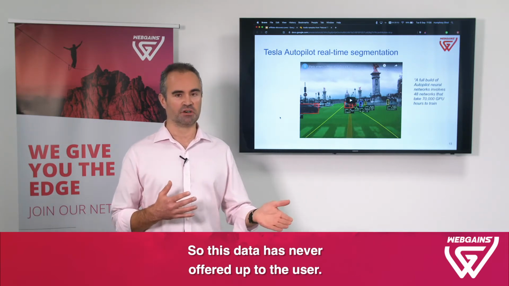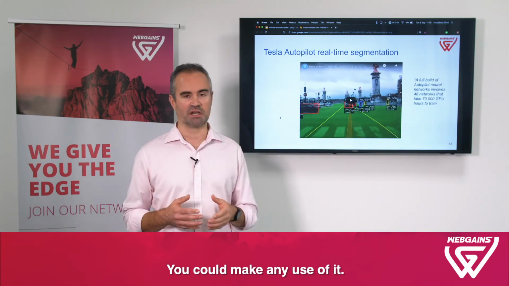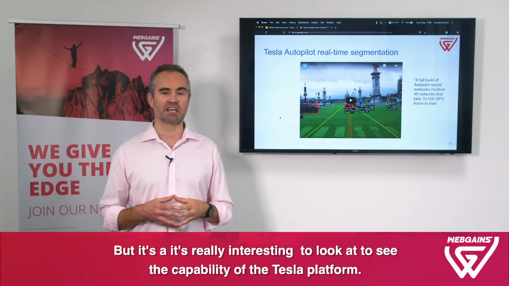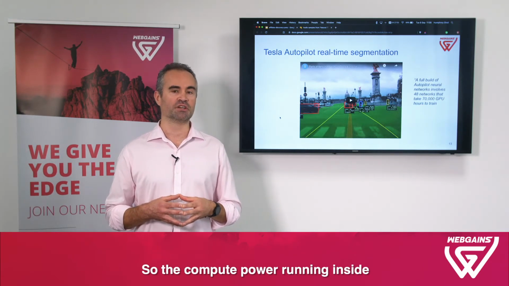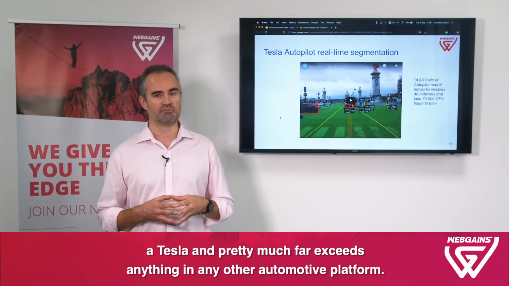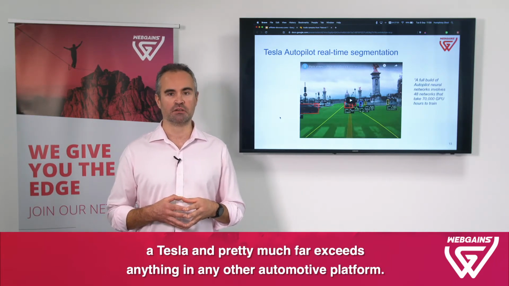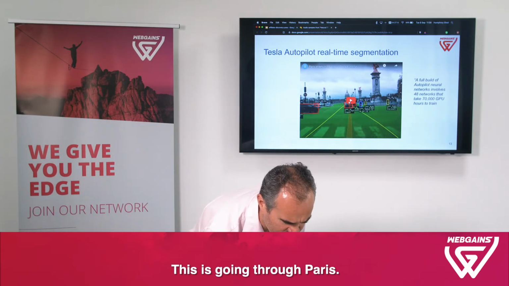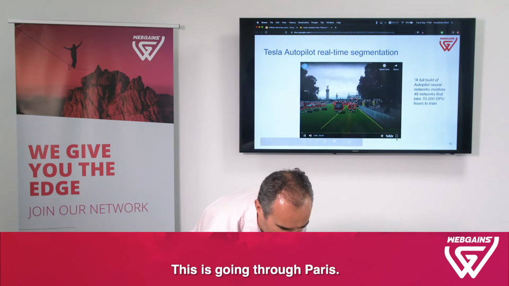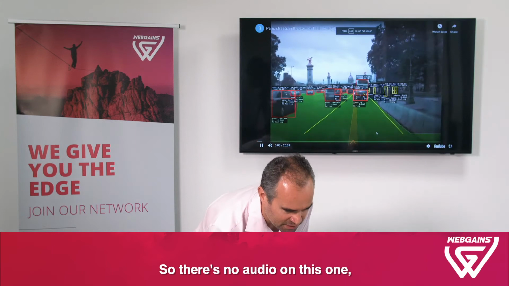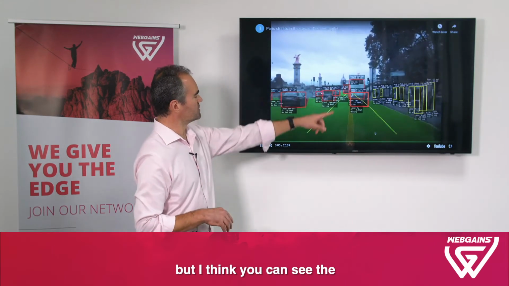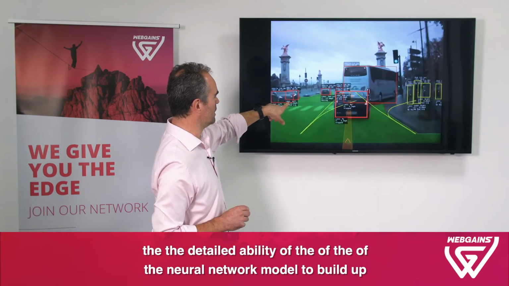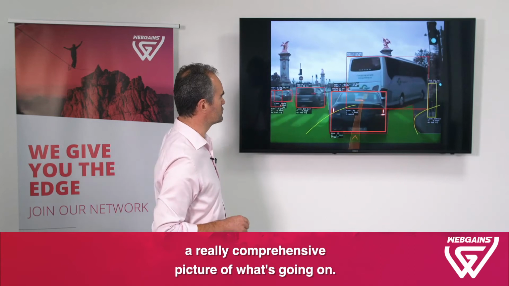So this data is never offered up to the user. You couldn't make any use of it, and you'll see why in a second. But it's really interesting to look at to see the capability of the Tesla platform. The compute power running inside a Tesla pretty much far exceeds anything in any other automotive platform. So let's take a look and see what it's doing as you're driving. This is going through Paris. There's no audio on this one, but I think you can see the detailed ability of the neural network model to build up a really comprehensive picture of what's going on.